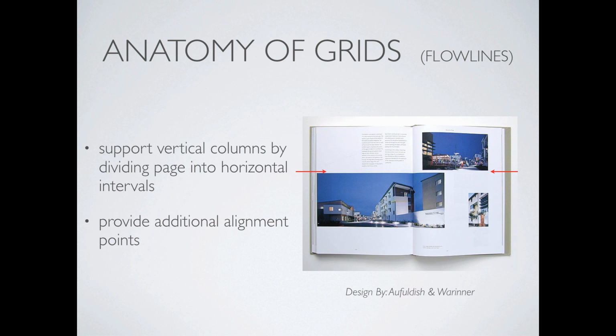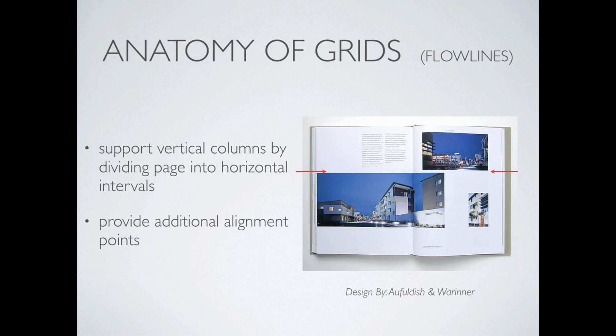Next thing, we're moving into the realm where you might not know these terms, is something called a flow line. Essentially, a flow line supports the vertical columns by adding one or more horizontal lines across that divide the page into horizontal sections. So you might have a top section and a bottom section, and then you have the columns. They provide an additional alignment point for your graphic layout. And you'll see that the best, and I'm showing here kind of a portfolio style piece, the best layouts have these flow lines built into them.